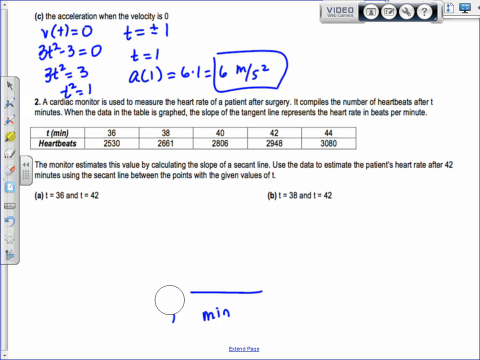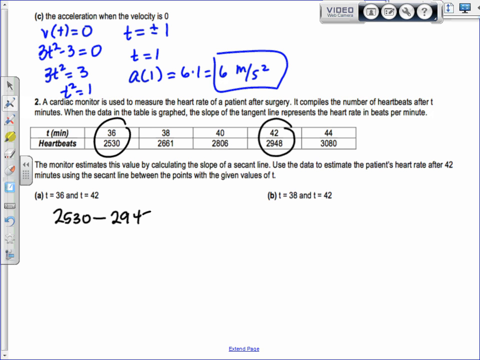Okay, so it says estimate the value by calculating the slope of a secant line. So we're going to find the slope of the secant line between 36 and 42. At 36, we have 2530, and at 42, we have 2948, over 36 minus 42. All right, and we calculate it.